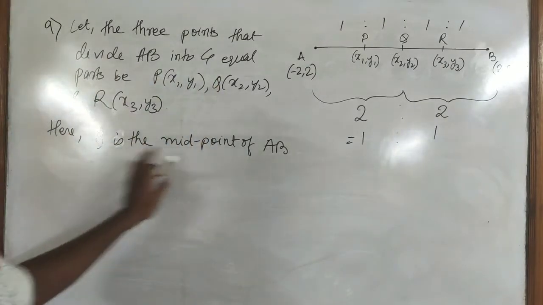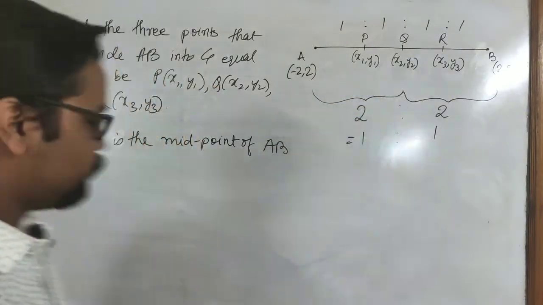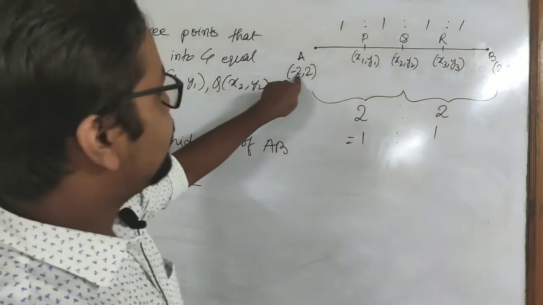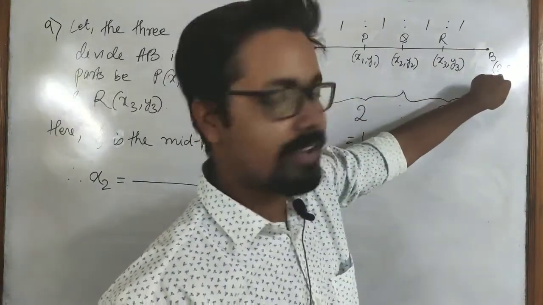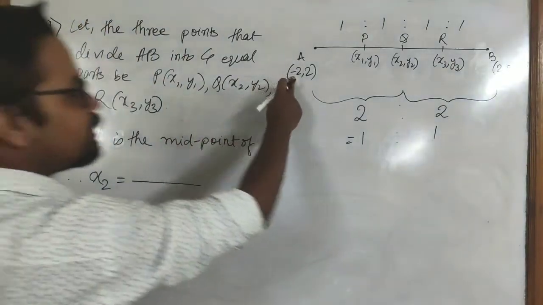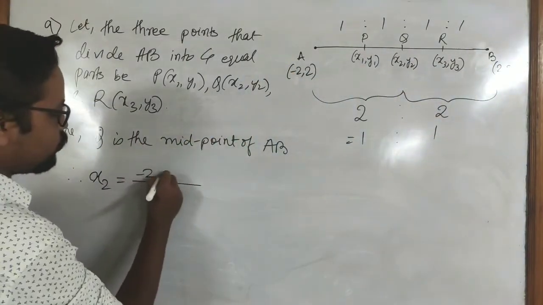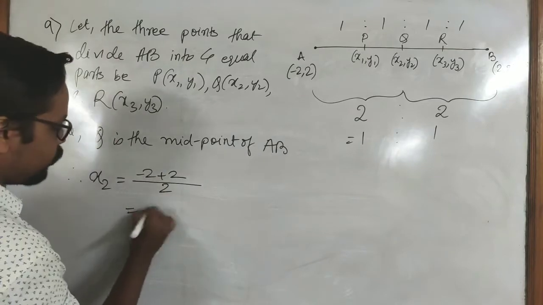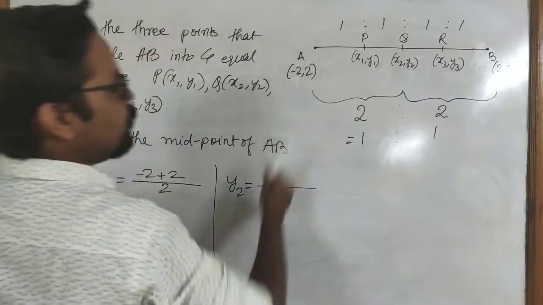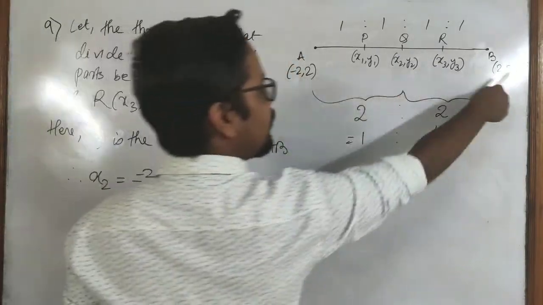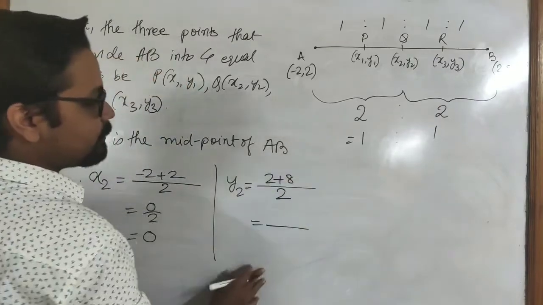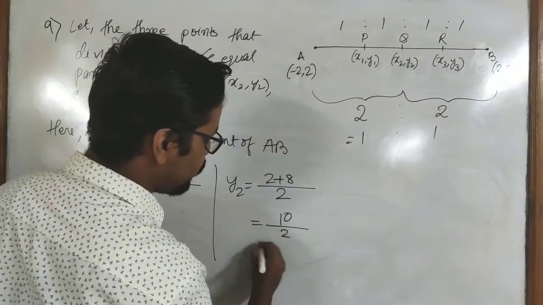So since Q is the midpoint, what will be x2 and what will be y2? x2 will be the x coordinate of A plus the x coordinate of B, by 2. So we have -2 and 2. So it will be -2 plus 2 by 2, which is 0 by 2, that is 0. Similarly, what will be y2? The y coordinates, that is 2 plus 8 divided by 2. So 2 plus 8 is 10, 10 by 2 is 5.